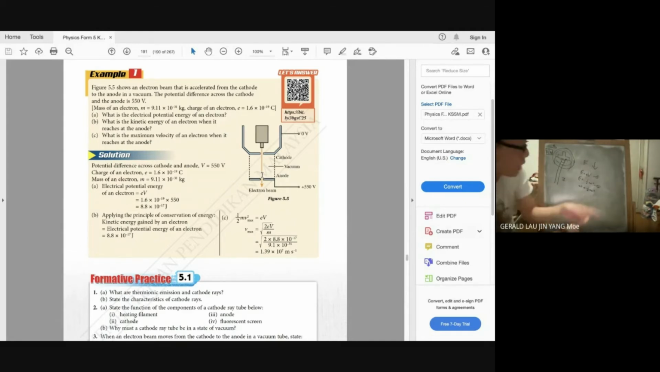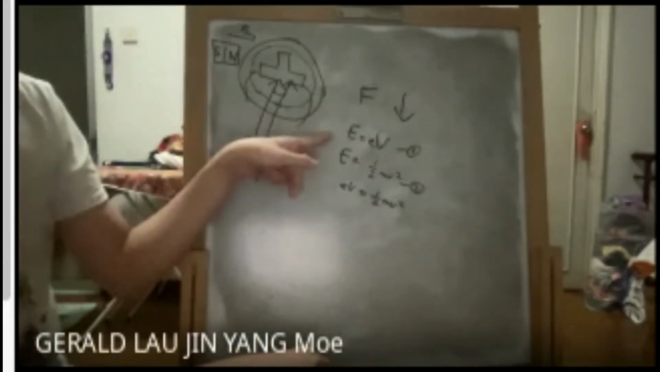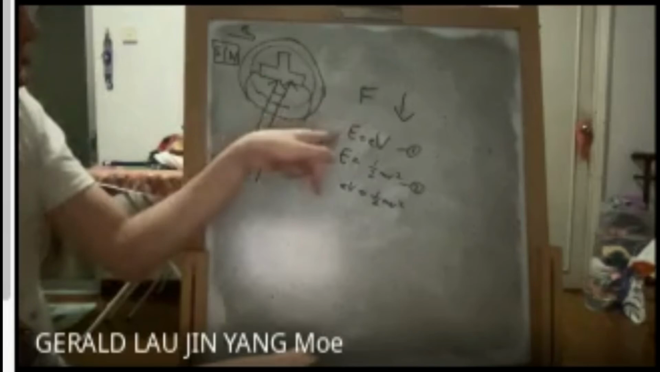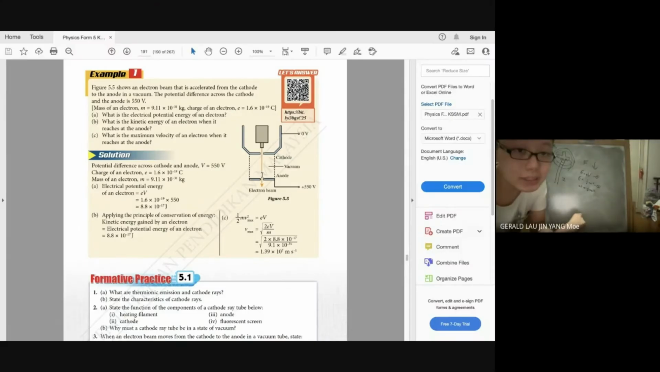So you just multiply by e, then you get your answer. So this is the formula you use for question A. Now, question B, what is the kinetic energy? Remember, kinetic energy will also equal the electrical potential energy. So it's the same thing. You see, 8.8 times 10 to the power -7.